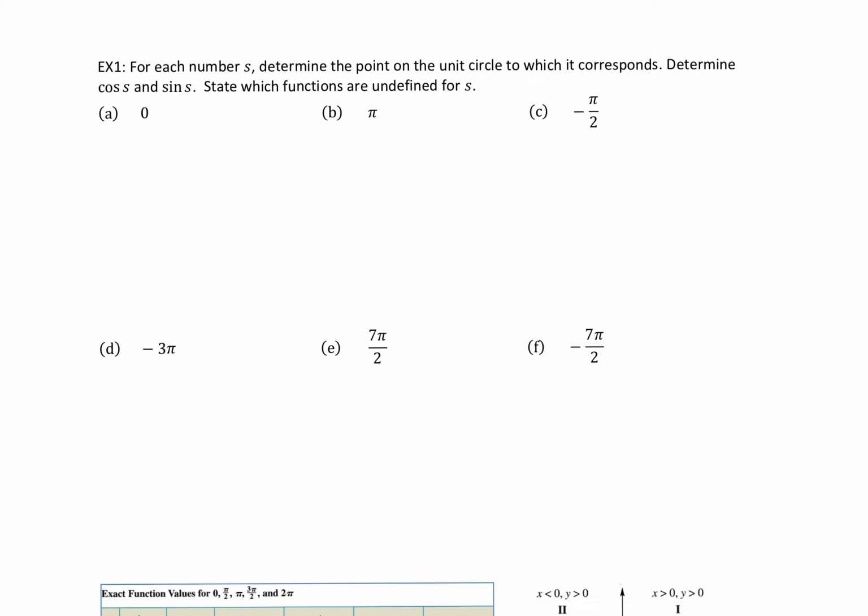Now let's look at some examples where we're using this idea of arc length and our trig functions. And I worded example 1 so that it corresponds to the language that you would see in our textbook. In example 1, it says for each number s, so for each arc length, determine the point on the unit circle to which it corresponds, and then determine cosine of s and sine of s. State which functions are undefined for s.